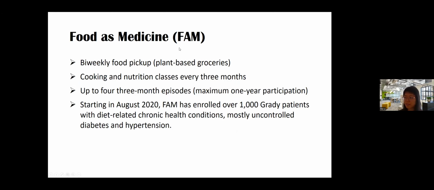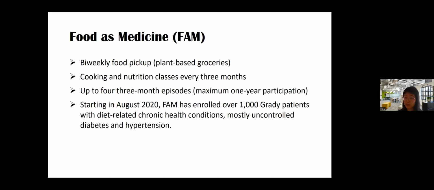So the food as medicine program at Grady features both providing groceries, mostly plant-based groceries. We have biweekly pickup, that patients come in twice a month to pick up 2 weeks' worth of so-called food prescription from this food pharmacy. And they also offer cooking and nutrition education. You're supposed to take one class each every 3 months. They can sign up for up to 4 3-month episodes. So initially when they enroll in the study, it is for 3 months. And if they satisfy a criteria of minimum participation during these 3 months, then they can renew for another 3 months, and totally up to a year.